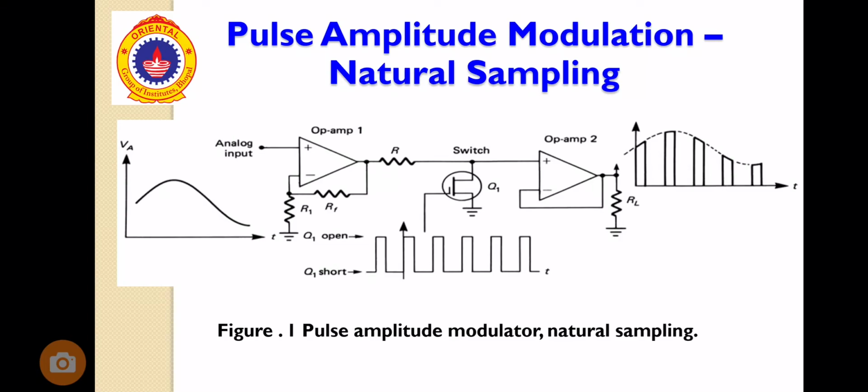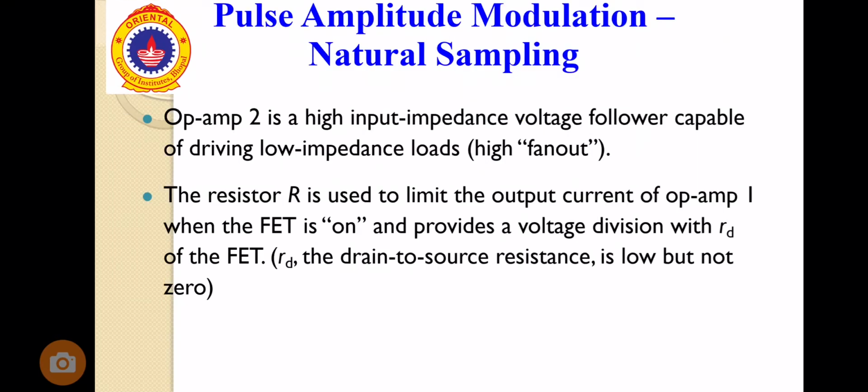The output of op-amp 2 will give the natural sample, known as the natural PAM signal, where the amplitude of the train of pulses is changing with respect to the amplitude of the message signal. Here the amplitude will change according to the message signal. It is known as PAM, pulse amplitude modulation, and the amplitude is naturally increasing or decreasing, so it is known as PAM natural sampling. Op-amp 2 is a high input impedance voltage follower capable of driving low impedance loads. The resistor R is used to limit the output current of the op-amp when the FET is on and provides a voltage division with RD of the FET.